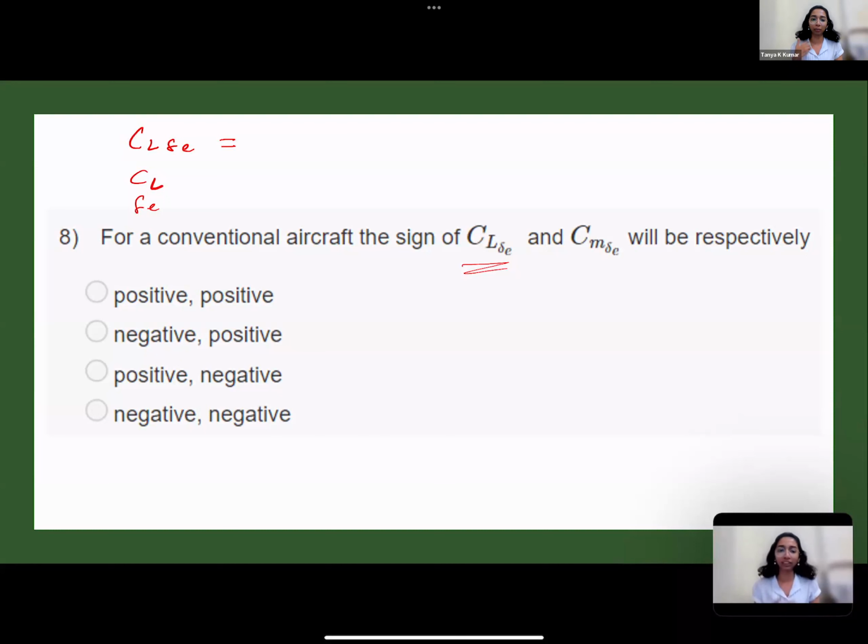You can't just remember that this sign is positive, this sign is negative, and then try to go on, because as the weeks progress, you have a lot of such derivatives coming into play. So CL delta E, CM delta E, then ailerons, the rudder, and all of that will come. Yes, the elevator is the control for the pitch. So now tell me what delta E is.